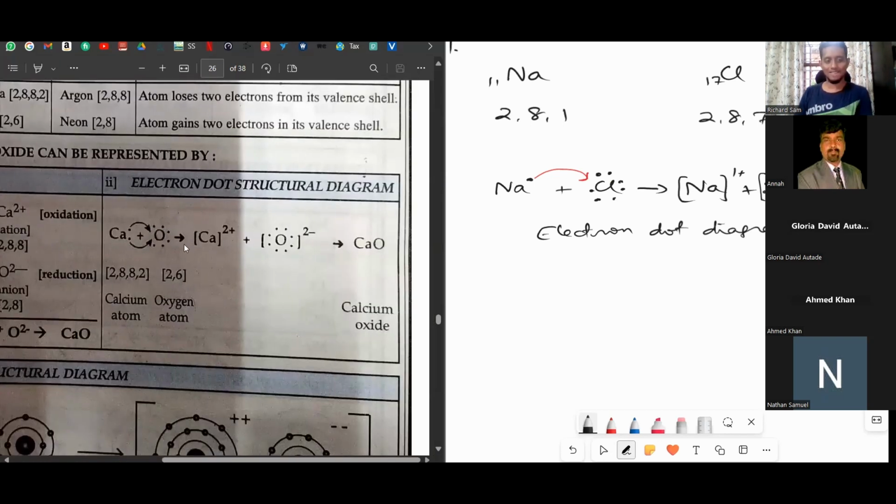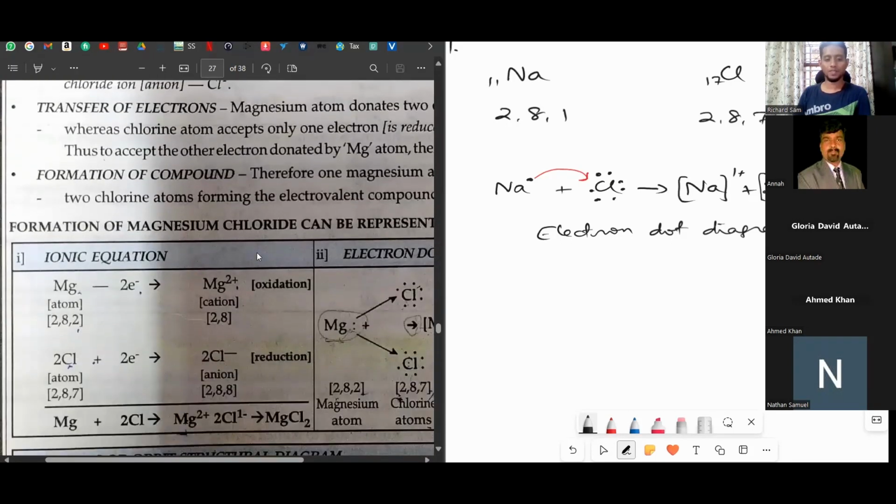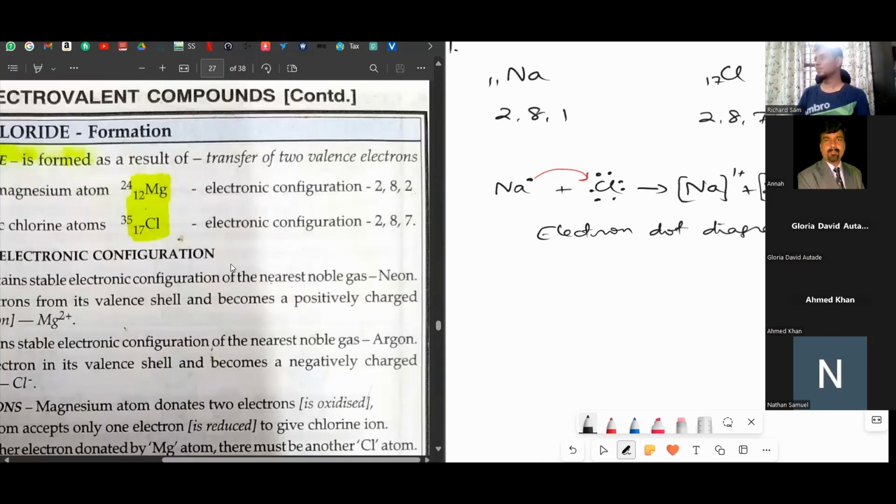Okay. Then the third example is magnesium chloride. Now, magnesium is a little different. How many electrons does magnesium have in the outermost orbit? Magnesium is number 12, so 2, 8, 2. 2 electrons. And when this joins with chlorine, how many electrons does chlorine have in the outermost orbit? 7. So magnesium needs to donate 2, but chlorine can only take 1. So how do they join? One will go here. What about the second electron?